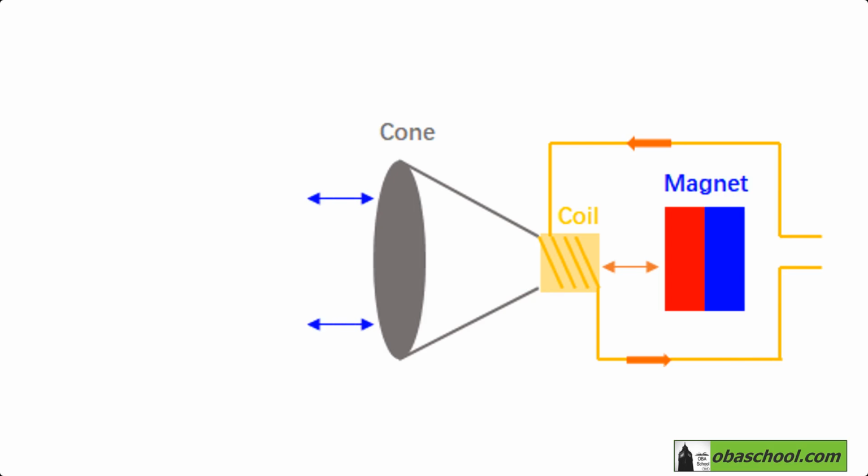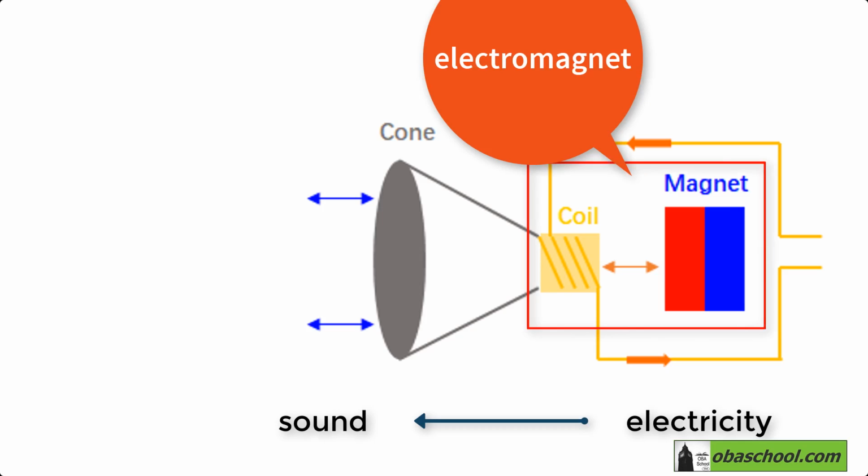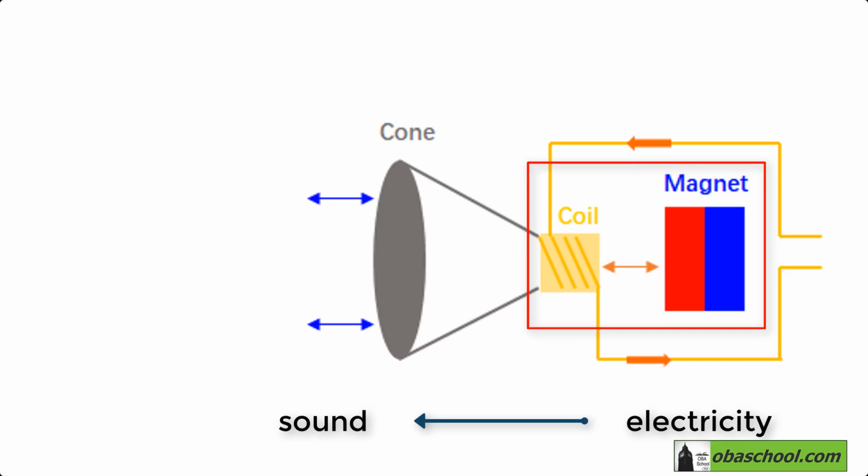First, we have to understand how a loudspeaker works. Now, the loudspeaker turns electricity into sound. The speakers contain an electromagnet. You've heard about that before. It's a metal coil that creates a magnetic field when an electric current flows through it.